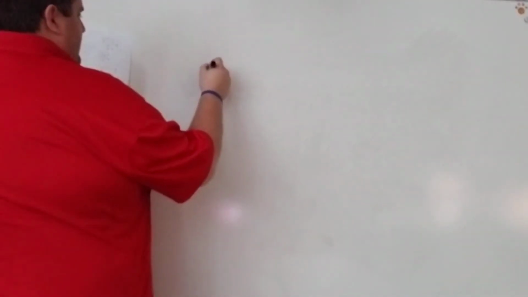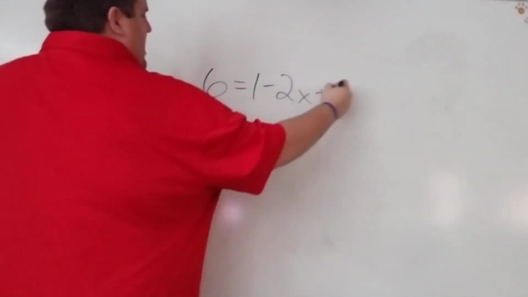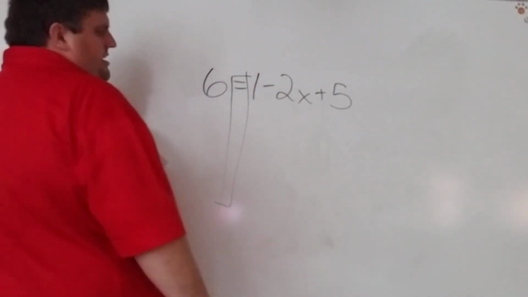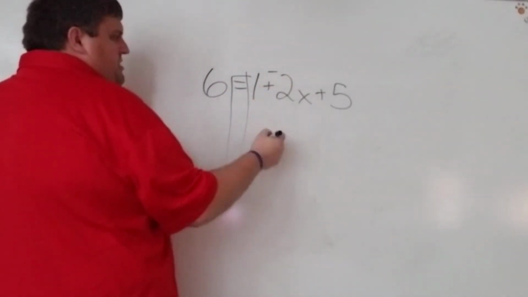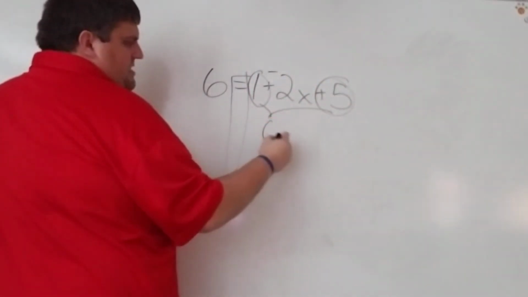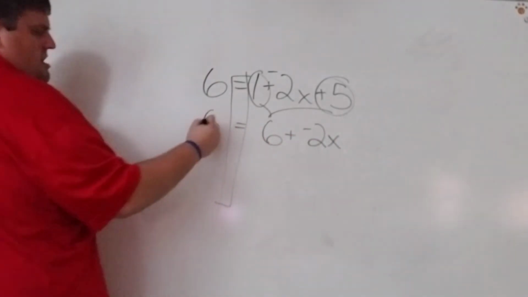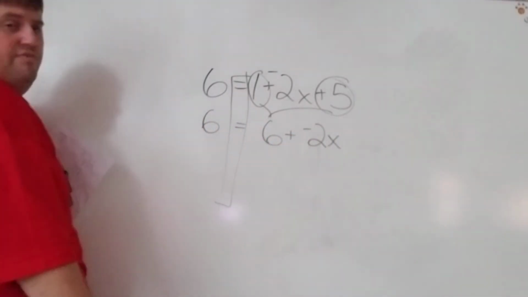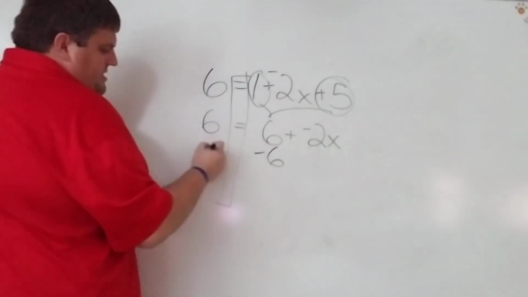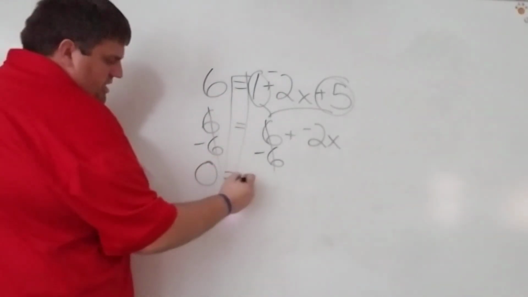We got 6 equals 1 minus 2x plus 5. No distributive property. We do have some like terms over here. 1 and 5 is going to give me 6. And then it's just a two-step equation from there. So here's x. I'm going to get rid of this plus 6. I'm going to minus 6. That's 0 equals negative 2x.